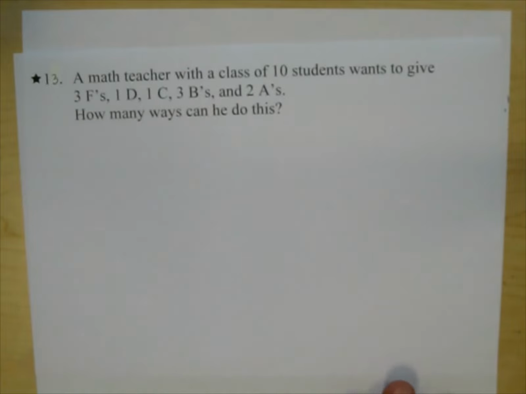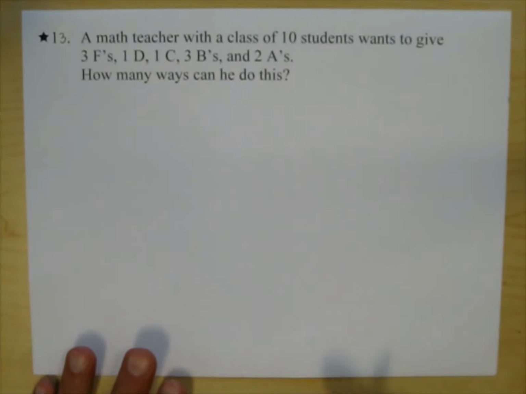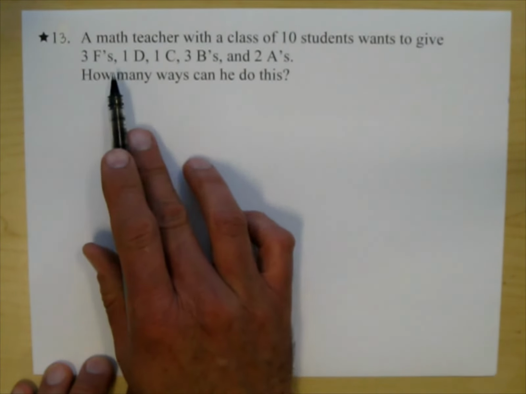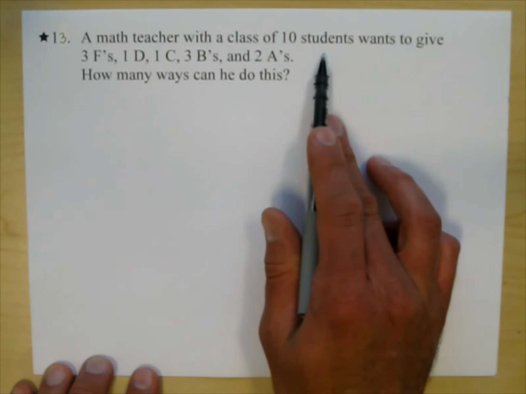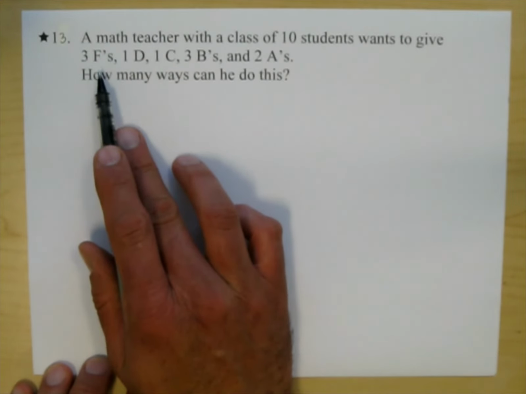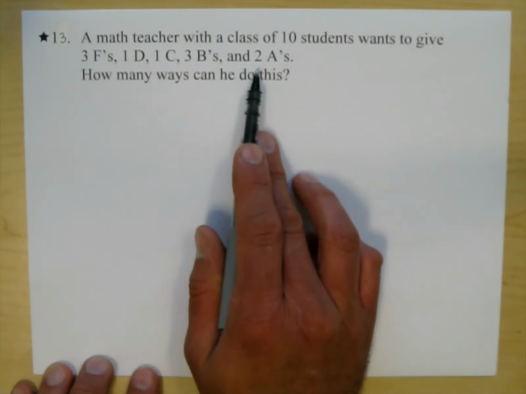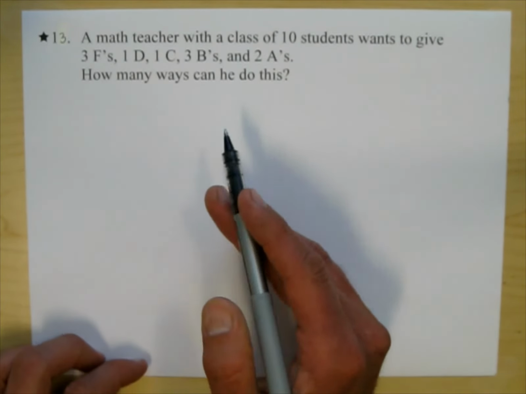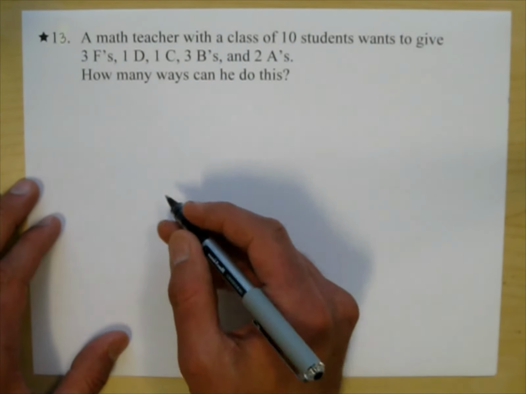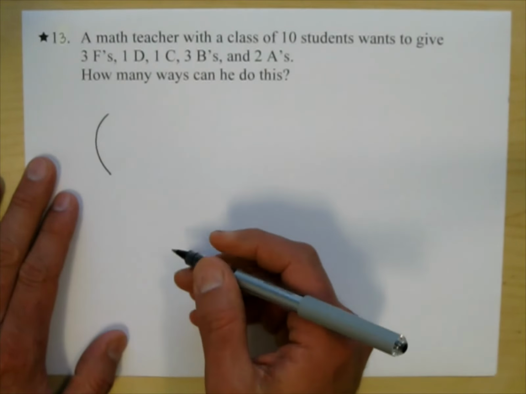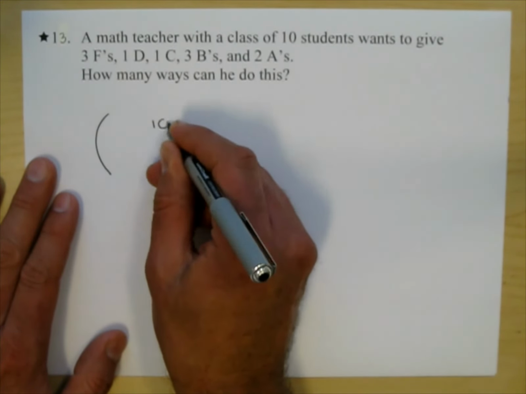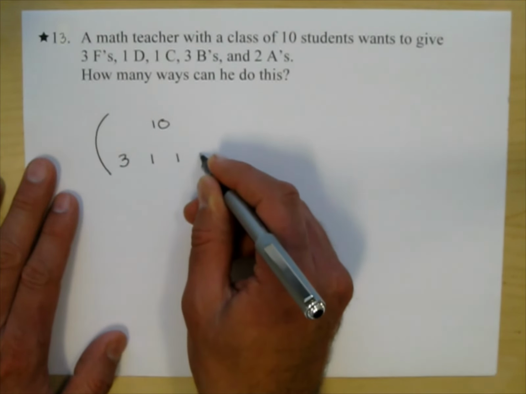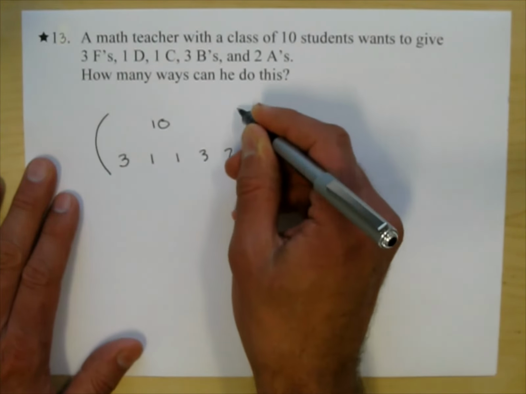Our last one. I wanted to come back to this because we talked about this in the previous section. A math teacher with a class of 10 students wants to give 3 F's, 1 D, 1 C, 3 B's, and 2 A's. If you add them up, it adds up to 10. How many ways can he do this? Well, what we're doing then is we have 10 students, 3, 1, 1, 3, 2.